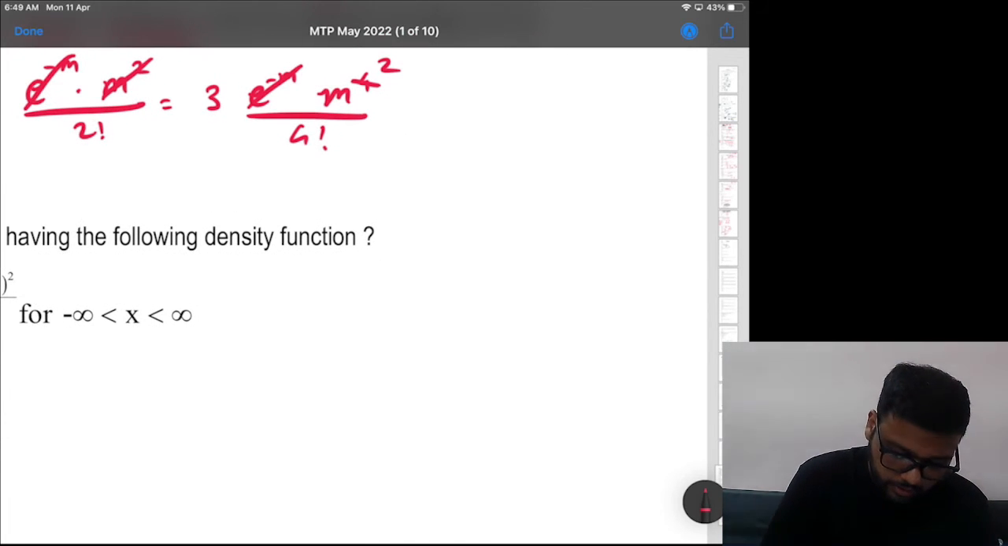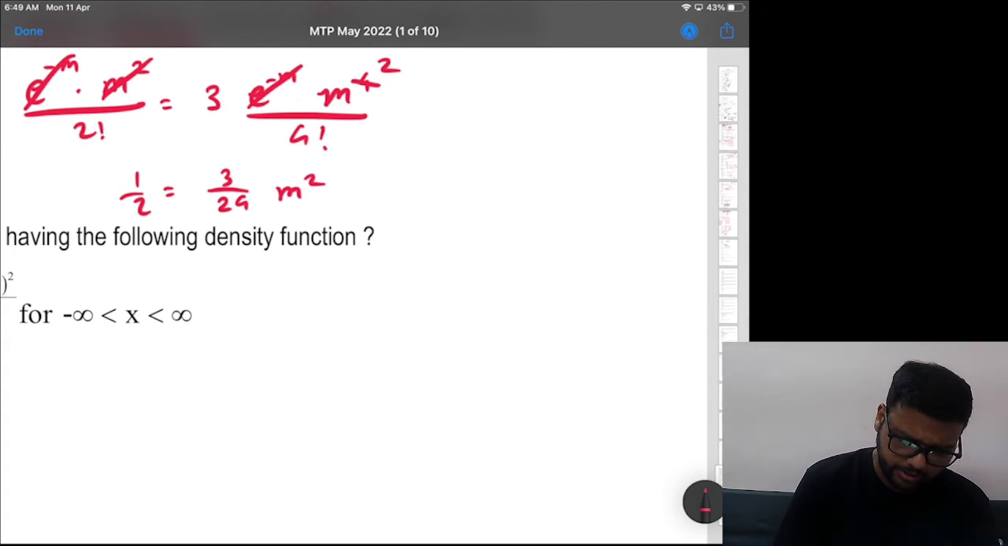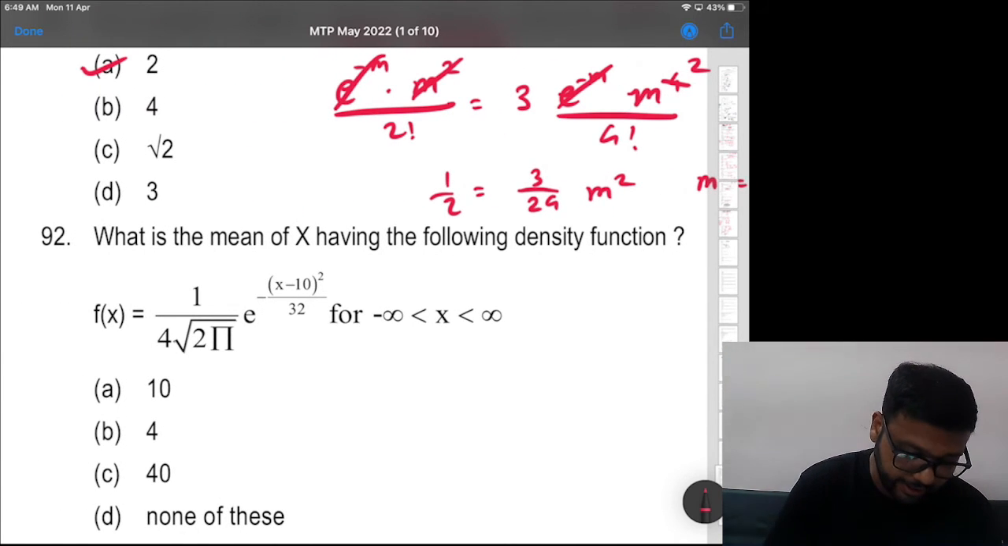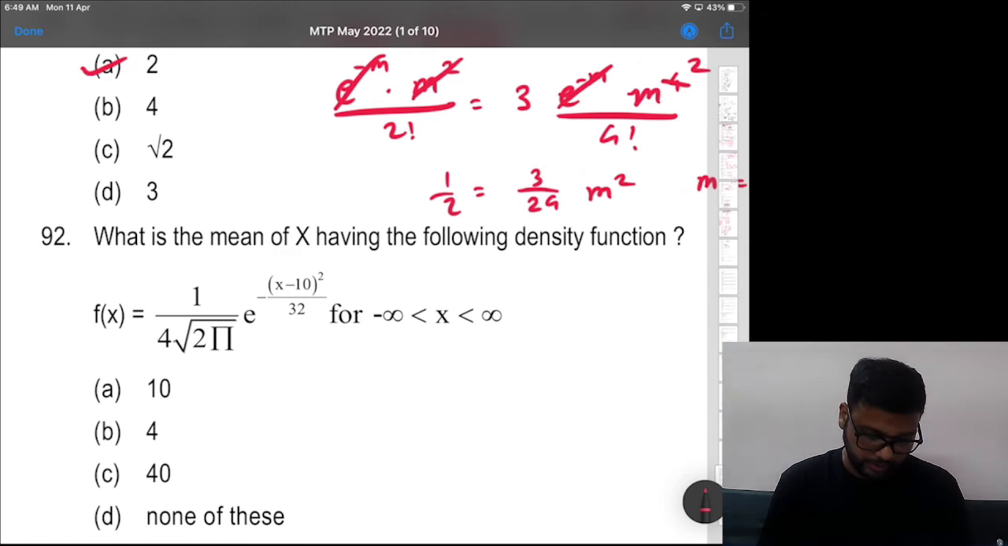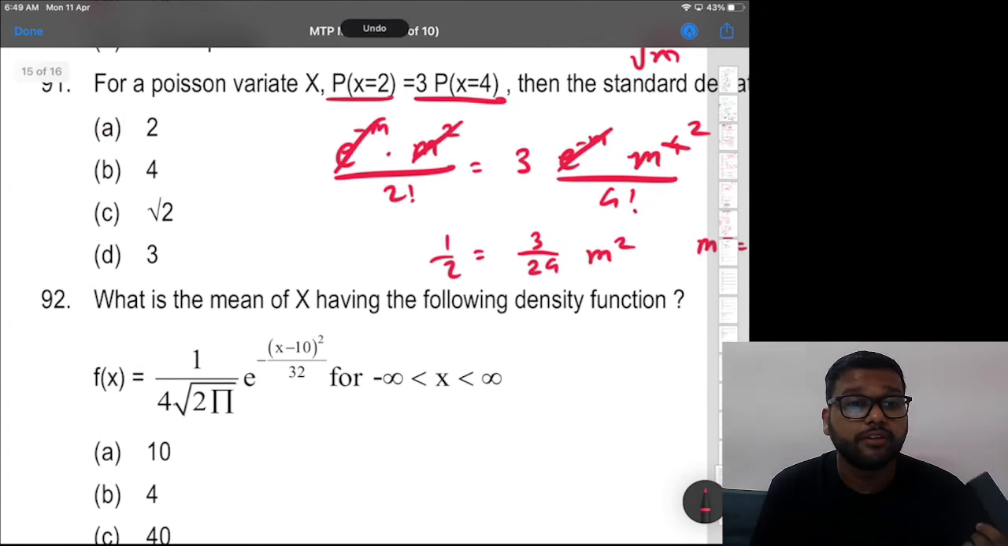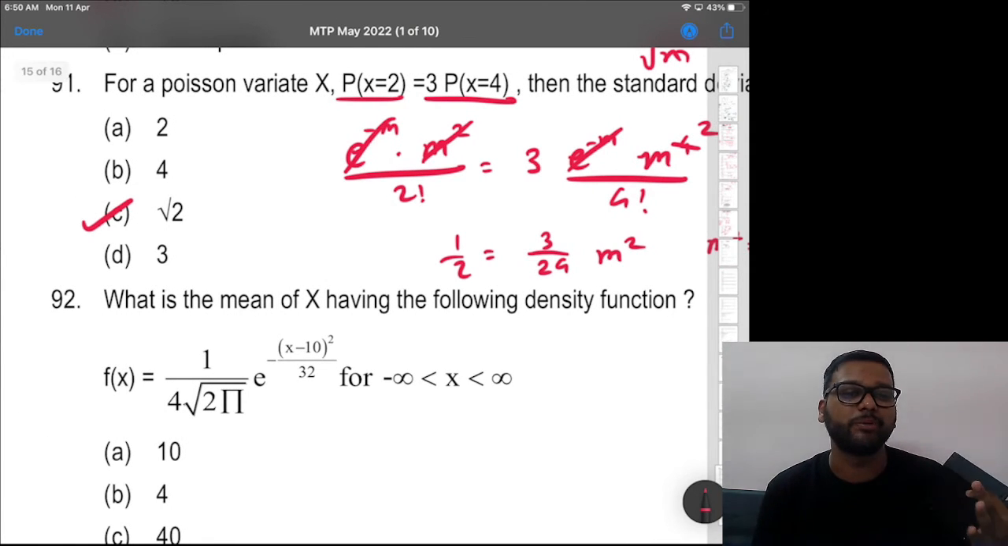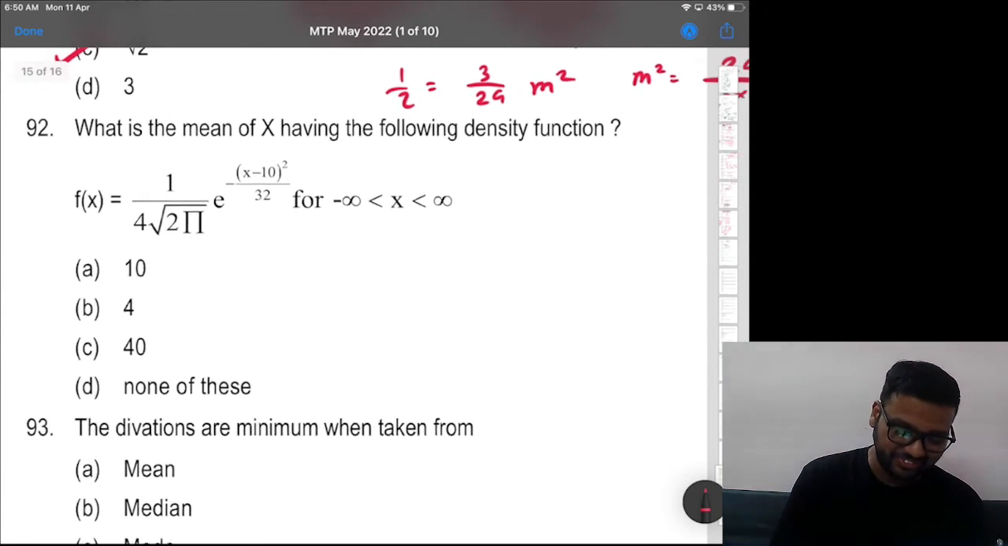So we have 1 by 2 is equal to 3 by 24 into m square. Let's rearrange. So m square will be 24 by 3 into 2, so 24 by 6, which is 4. So m is 2. Option A is the correct answer for question 91. Okay, oh sorry, m is not asked, m square is asked. So root 2 is the correct answer. Option C is the correct answer for 91.